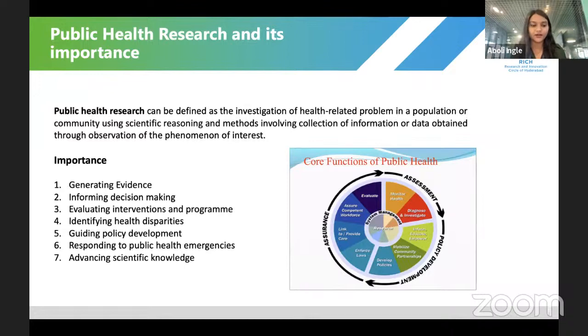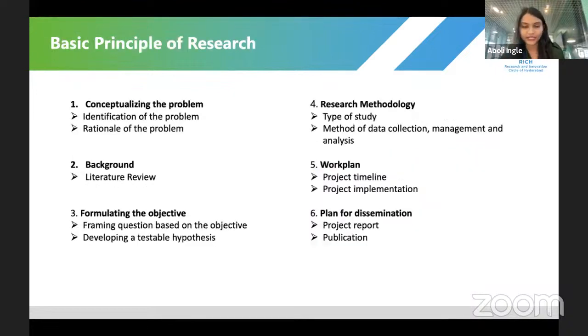And definitely, last but not least, advancing scientific knowledge. This research definitely contributes to the advancement of scientific knowledge in the field. Whatever findings we have, we can contribute to the literature that is already available in the field. So research in public health is essential for evidence-based decision-making, policy development, and improving population health outcomes. That's how important research is considered in the field of public health.